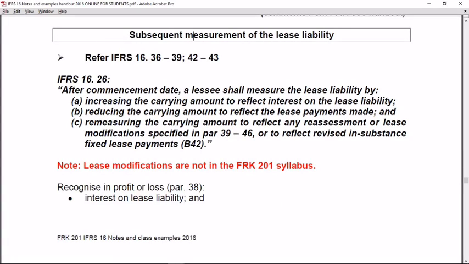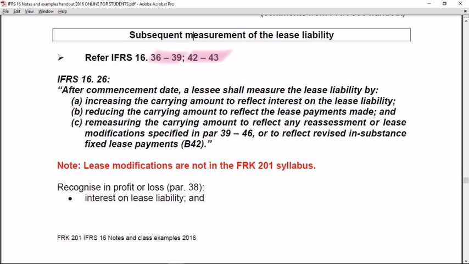IFRS 16 leases, subsequent measurement of the lease liability in the books of the lessee. Please refer to IFRS 16, paragraphs 36 to 39 and 42 to 43. This is an extract from the actual IFRS 16, paragraph 36. After commencement date, a lessee shall measure the lease liability.